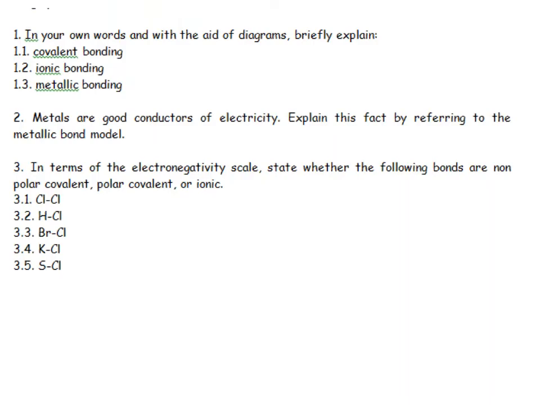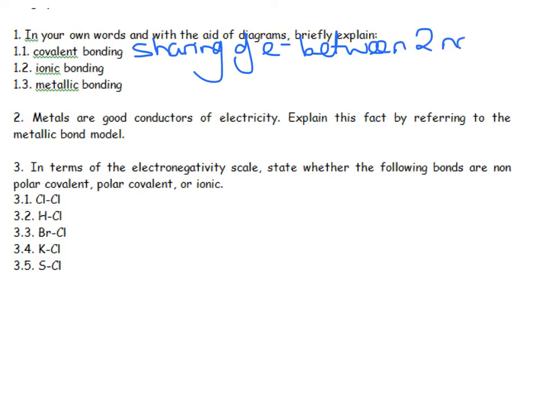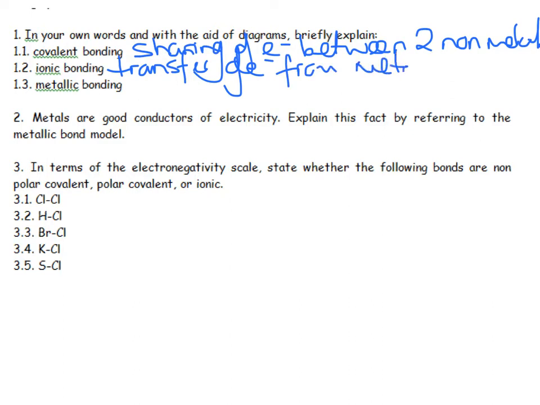In your own words, with the aid of diagrams, explain covalent bonding. Covalent bonding is the sharing of electrons between two nonmetals. And you could have drawn a picture for that. Ionic bonding is the transfer of electrons from a metal to a nonmetal. And ions attract in a lattice.